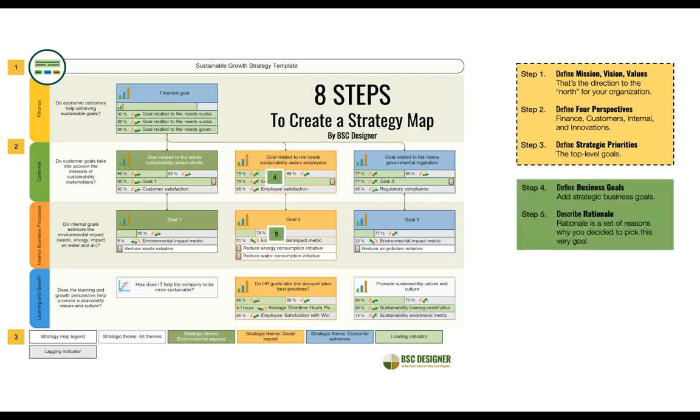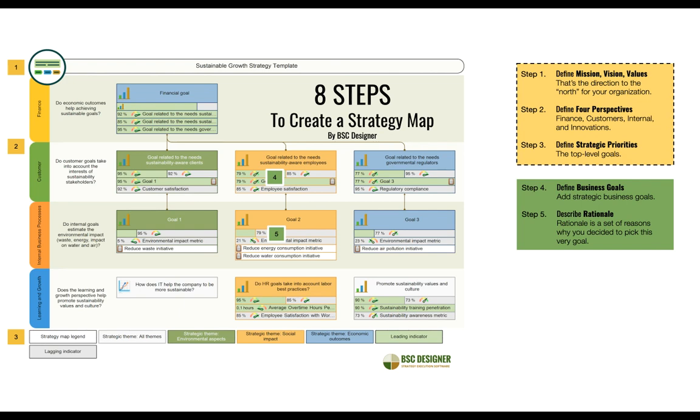What's next? Once we have these four perspectives, we need to define the business goals. Step number four. What is important when we define a business goal? First of all, we want these goals to be strategic, not operational. And I'm going to share a link to an article where I explain the difference between strategic and operational goals. Another thing that is important is that these goals should support each other. So we have a certain goal on the map because it helps to achieve the goal from the next level.